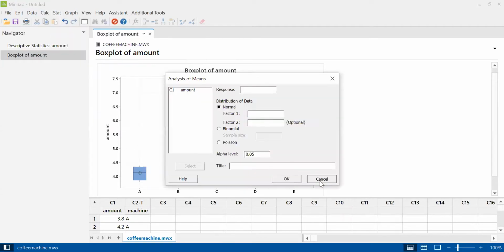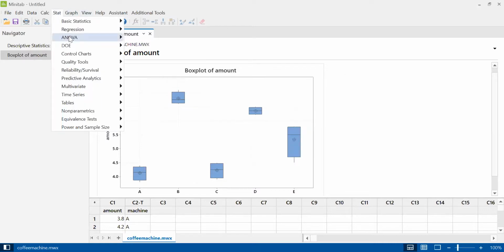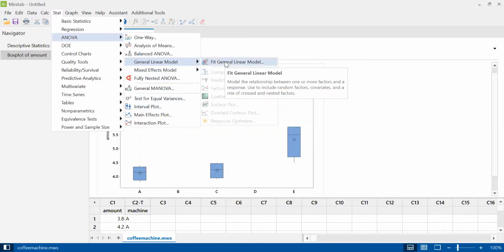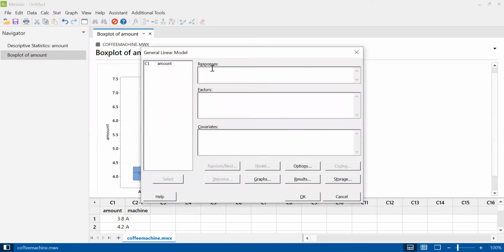Remember, I'm sorry, I clicked on something. I didn't mean to. So Stat, ANOVA, and then remember what we're going to look at is, sorry, my mouse is really sensitive right now. It must be my keyboard here. So my general linear model, and I need to fit that general linear model. So I'm going to click on this. Then remember the response variable is my numerical variable. It's the amount. It's the only one there. And then my factors are the machines.